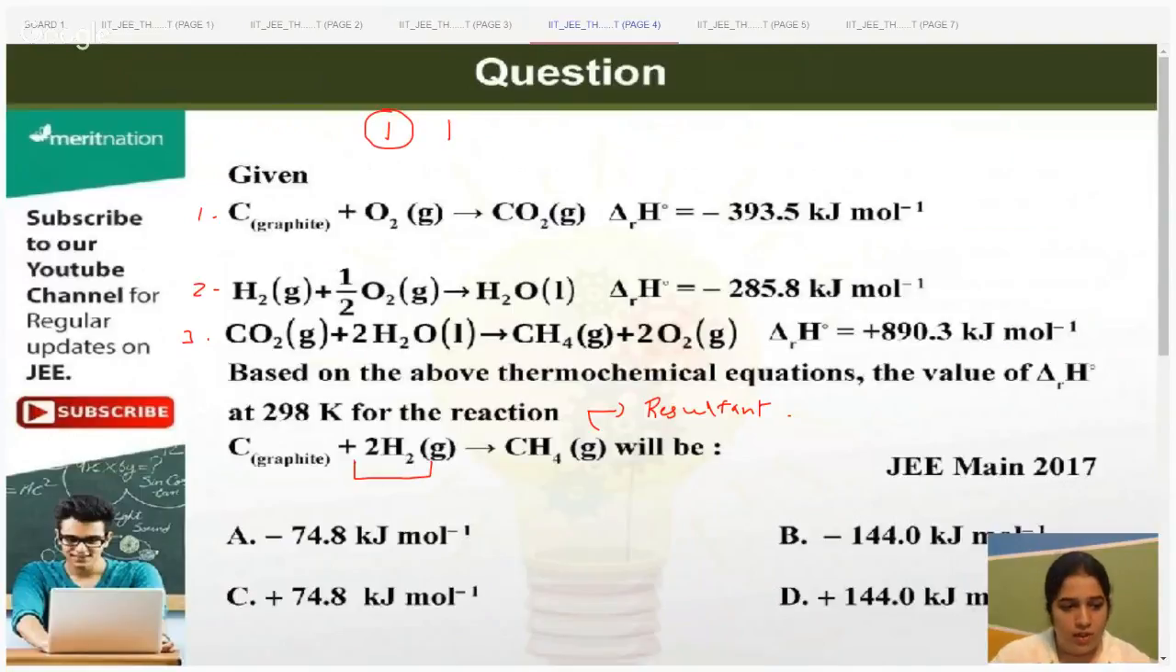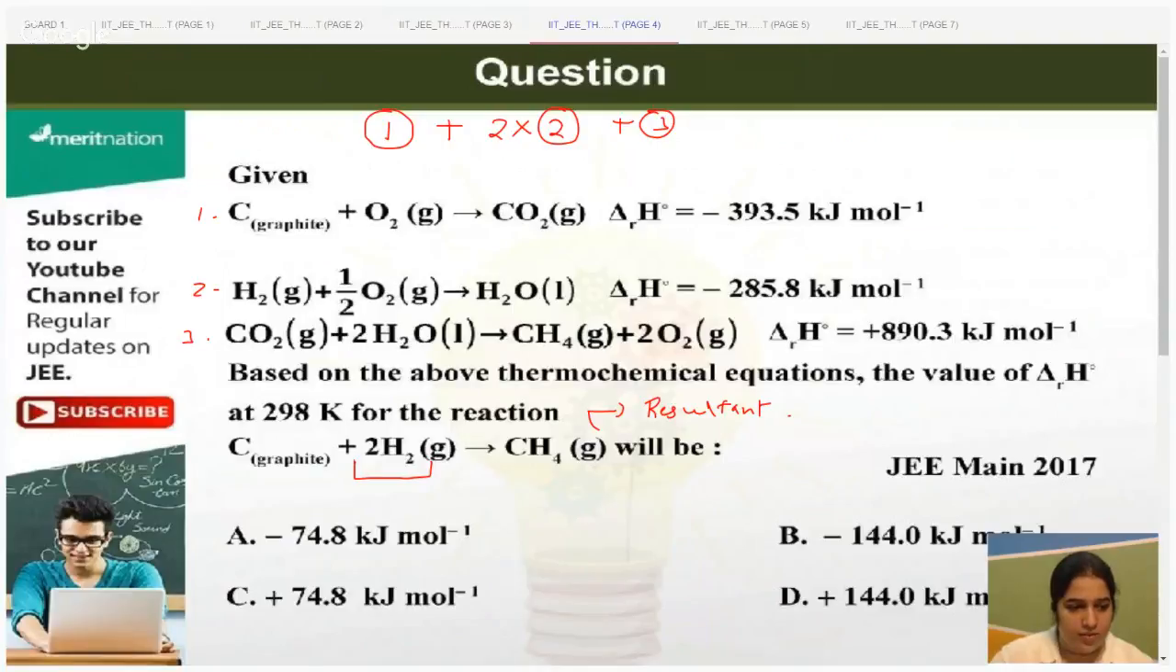So what we will do? We will add twice of equation 2. Why add? Because H2 is on the left hand side in both the cases, second as well as the resultant form. Next, we require CH4 on the right hand side. Where is CH4 on the right hand side? In the third reaction. So we need to add it up. Let us verify if we are getting the resultant that we want or not.